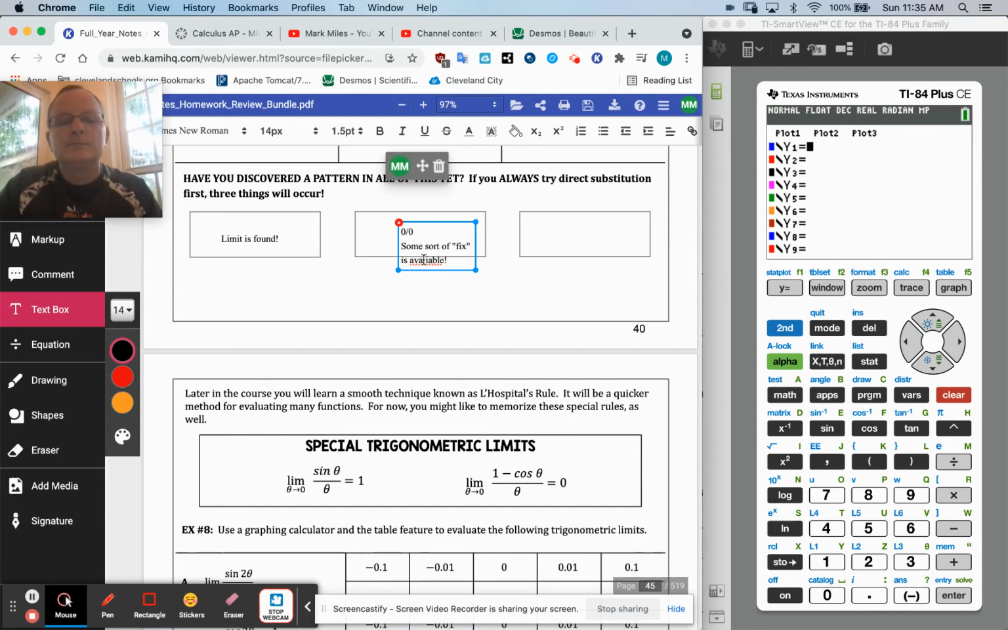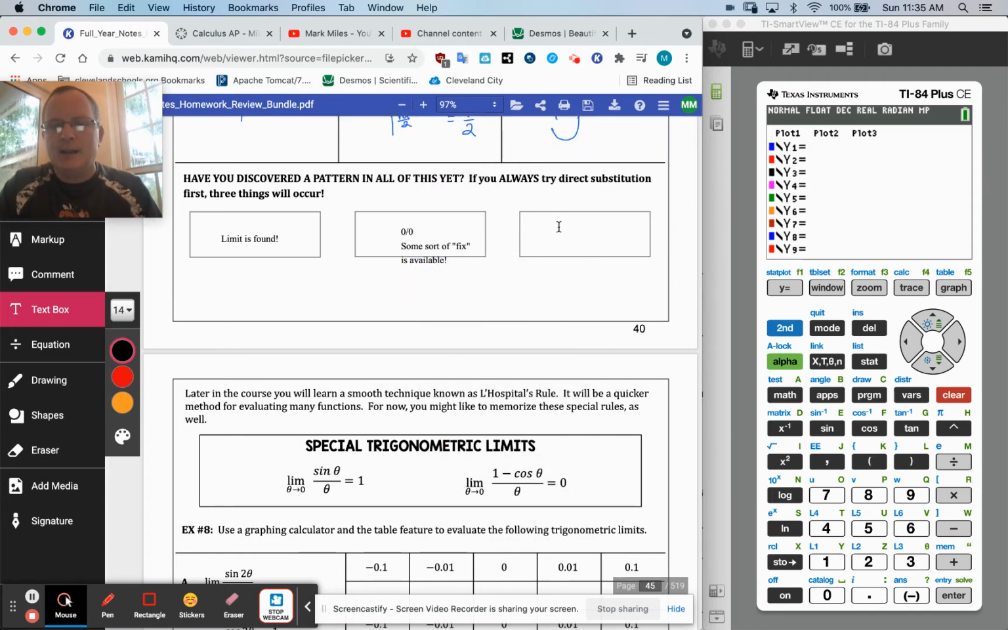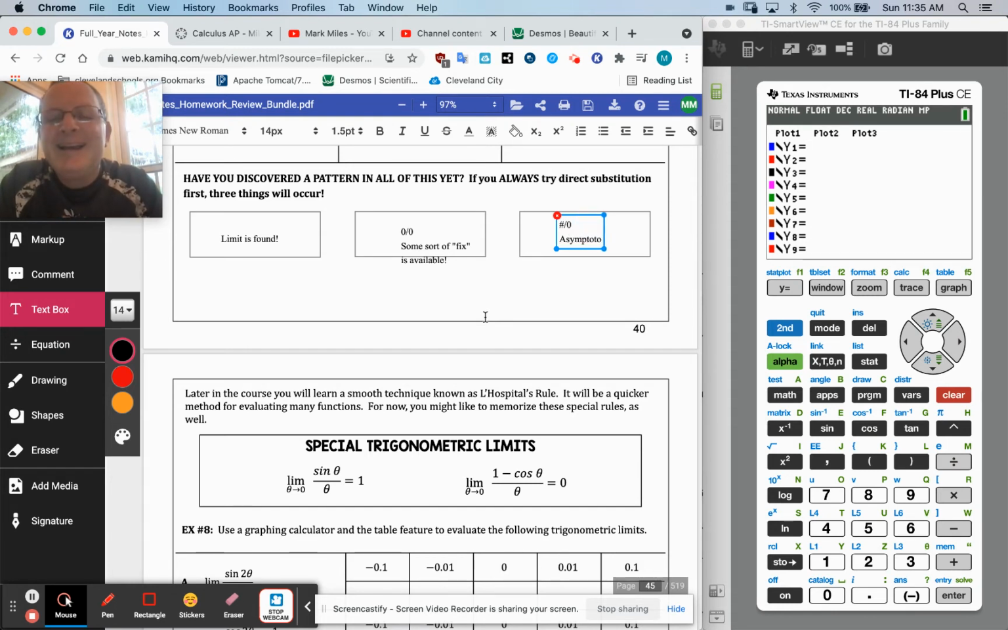Okay, all right. And then lastly, what could happen is you end up with division by 0. So I could have some number divided by 0, which is going to be an asymptote. And if you didn't have a calculator on you, you would have to check values left and right. It just depends on what they're asking you.